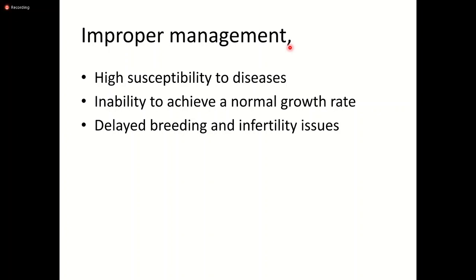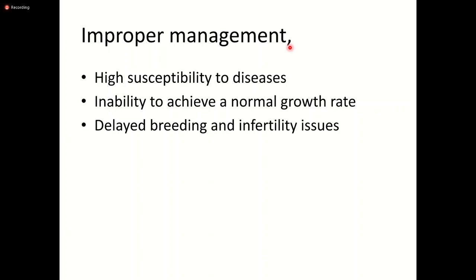But if we do not achieve that particular growth rate, we cannot target a particular body weight in the future, because there should be a minimum or standard body weight achieved at the end of a particular time for the breeding purposes of these animals, right? In some cases they use the age. In some cases they use the body weight for their performances, right? So if they are improperly managed, they will not be able to achieve the normal growth rate.